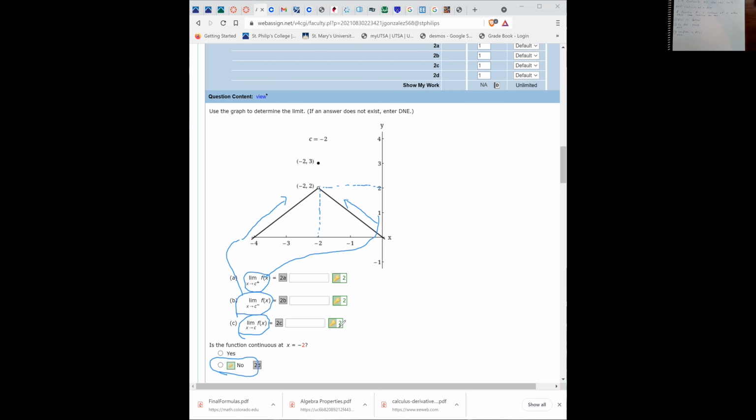Are there any questions on this idea? No, sir. Does everyone see why it's not continuous at -2? Let me know if you don't.